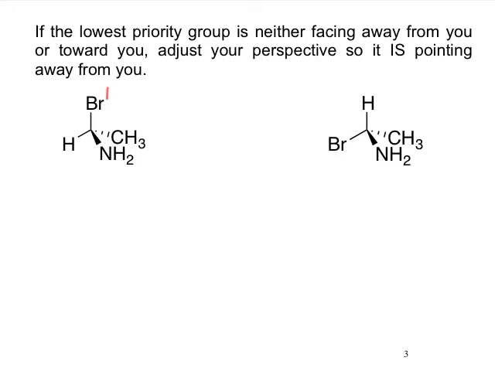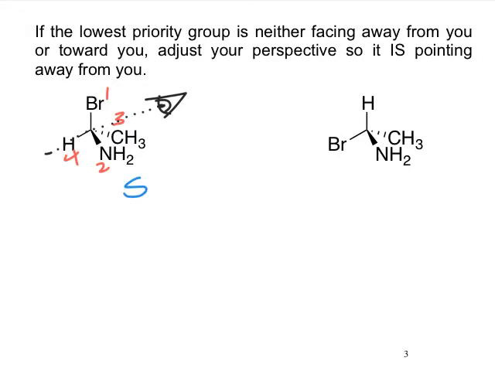Another part of that rule says that if the hydrogen is not pointing away from you, nor is it pointing towards you, then you need to put your eye in a perspective so that you can see the groups where the lowest priority group is pointing furthest away from you. So if we were to look at this molecule from this direction, which puts that hydrogen away from us, then that would be a counterclockwise rotation, or S designation.